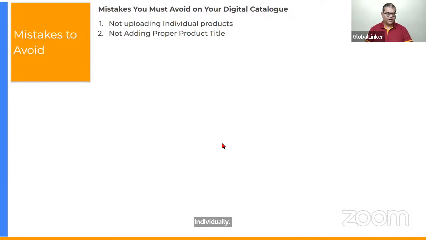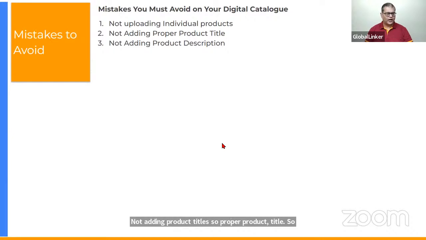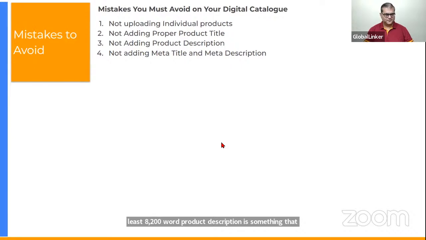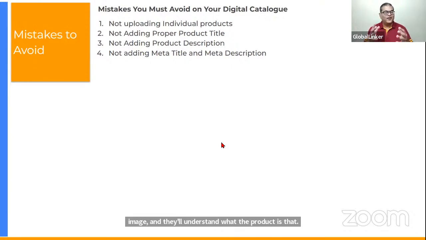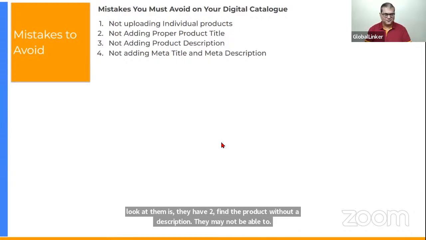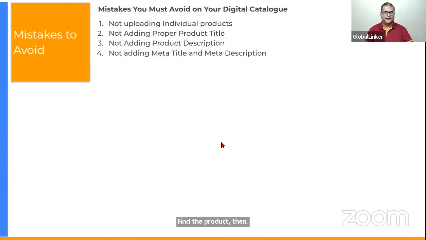Not adding product title. So it should be a detailed descriptive product title that you should add. Not adding product description. At least an 80 to 100 word product description is something that you should add. Don't assume that someone will look at the image and understand what the product is. Because to look at the image, they have to first find the product. Without a description, they may not be able to find the product, and then everything else will not happen.